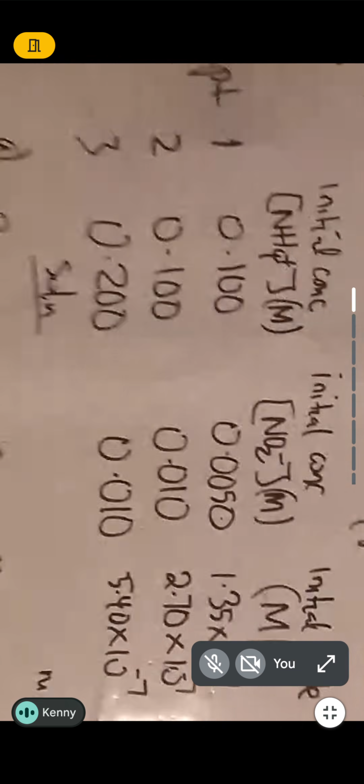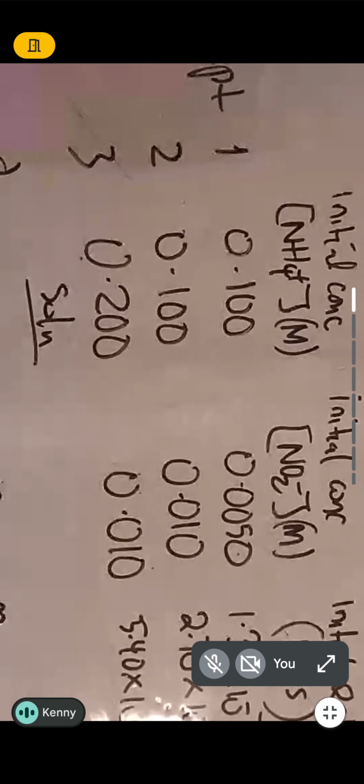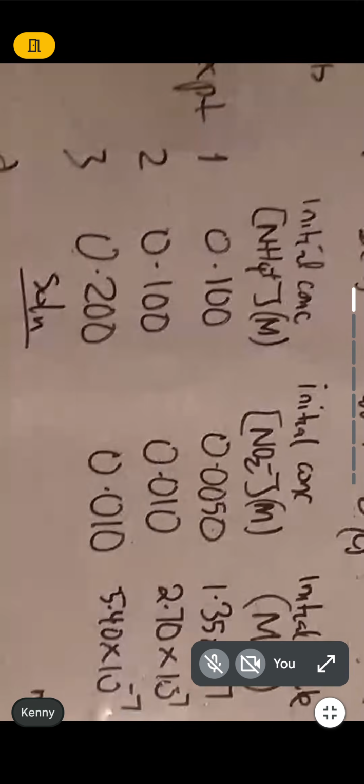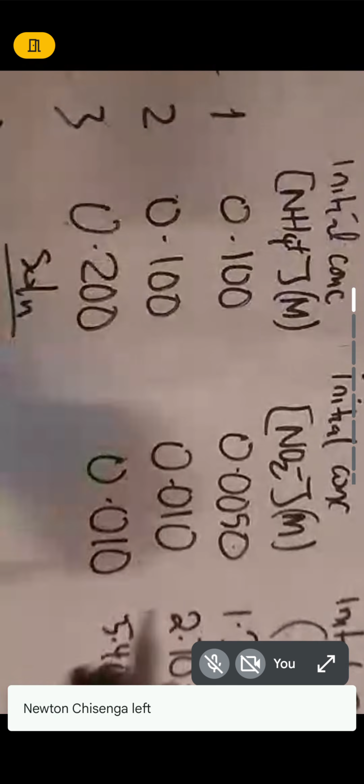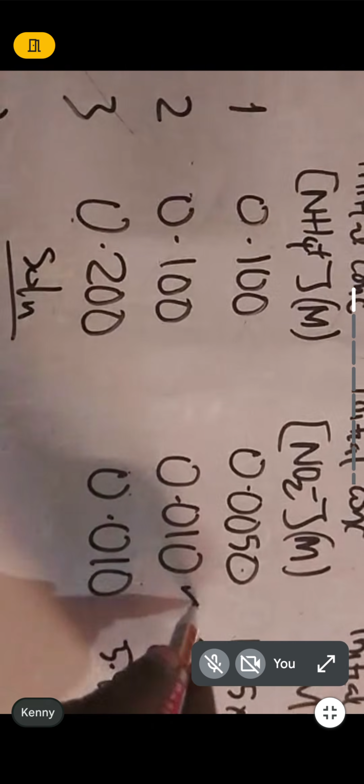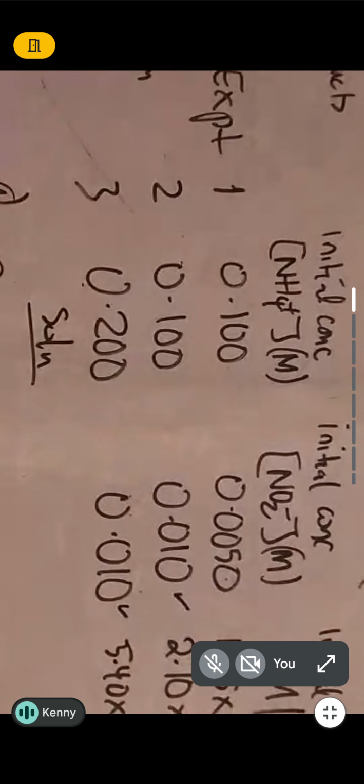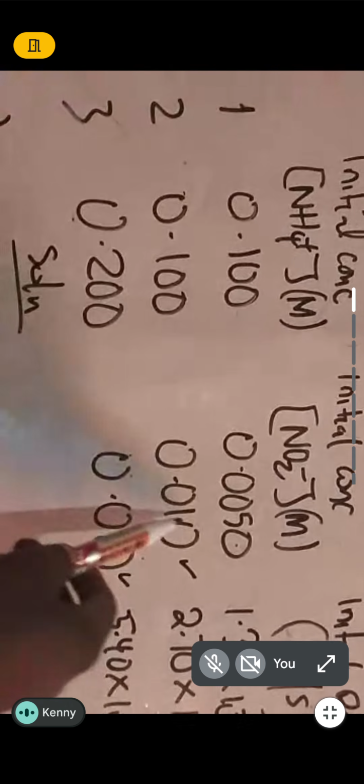Which experiments are we going to use where m is a constant and n is changing? From these values, you can see clearly here that experiments 2 and 3, these two are constant, then n is changing. So we are going to use R3 over R2 for the rate.